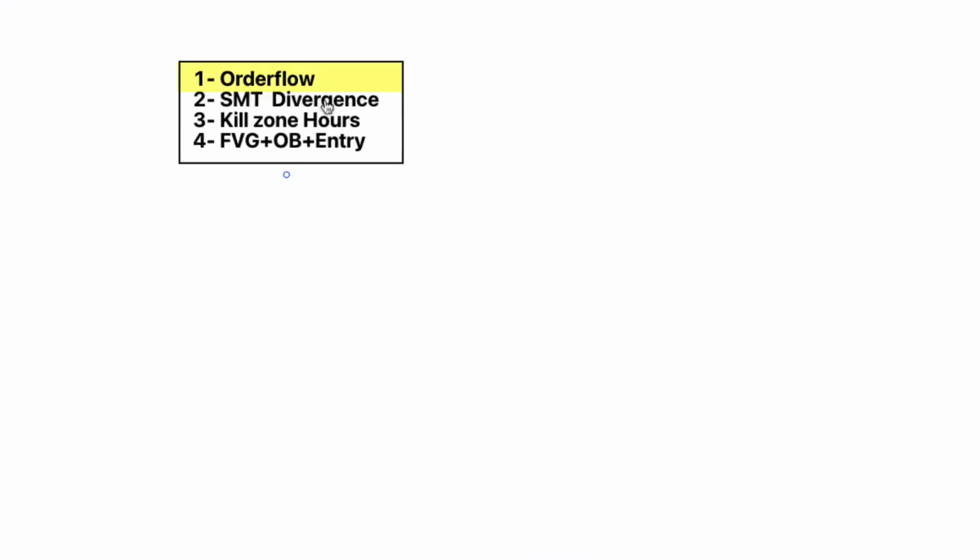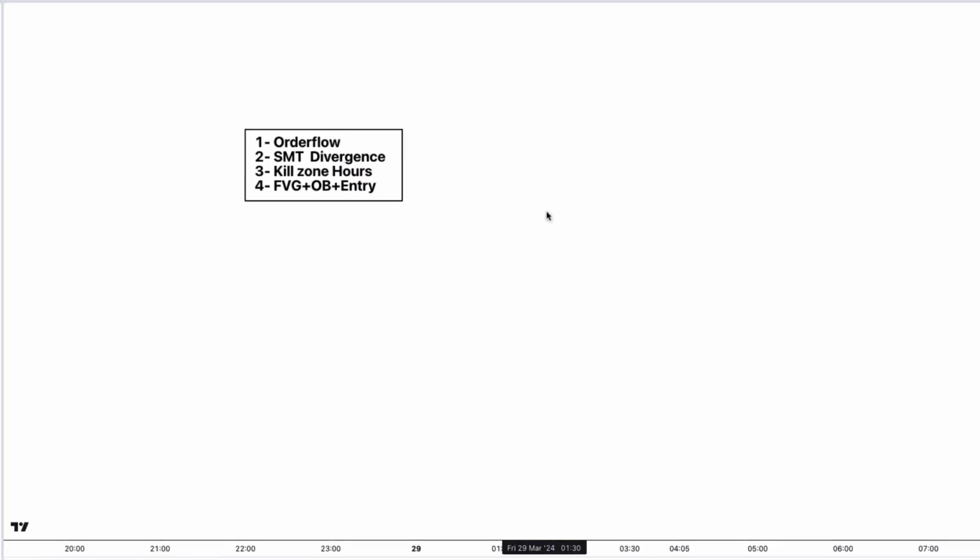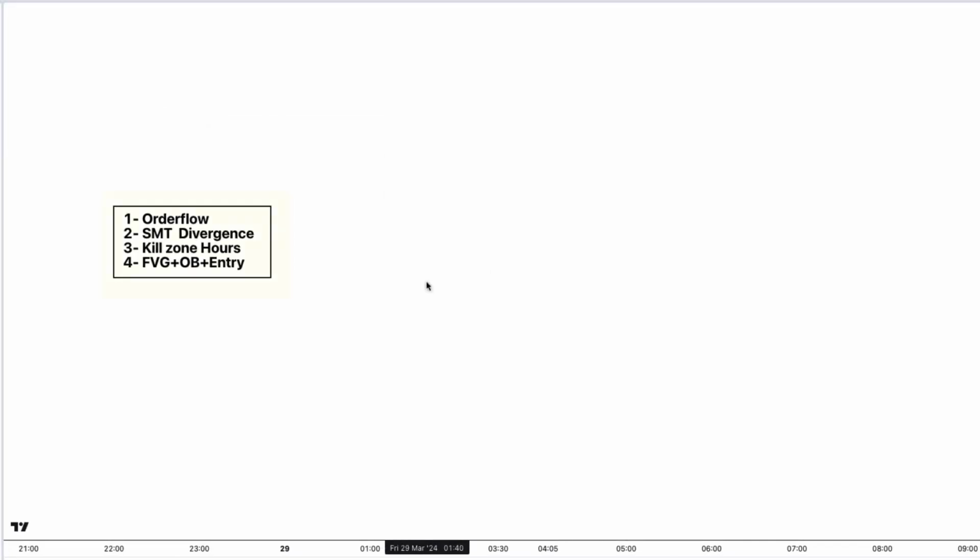We're going to use order flow. We are going to use SMT divergence. We're going to use kill zone hours, and we're going to use fair value gap or order block for our entry. That is very simple.